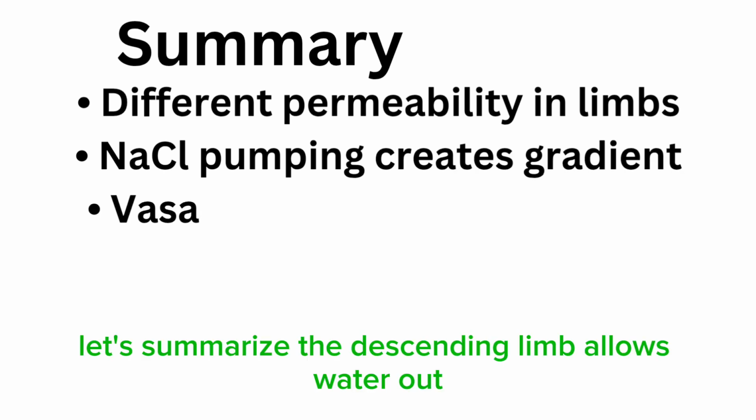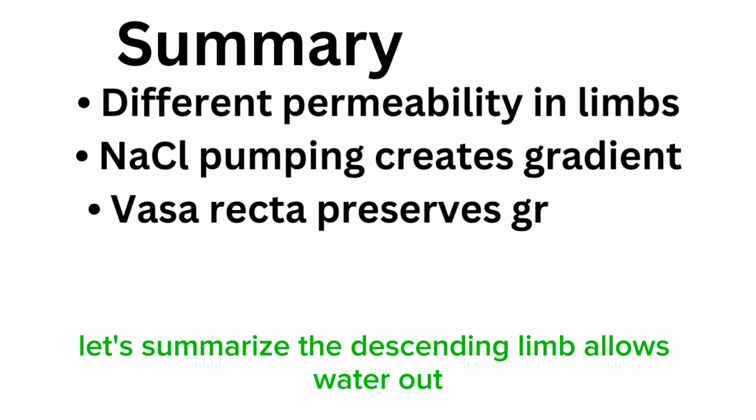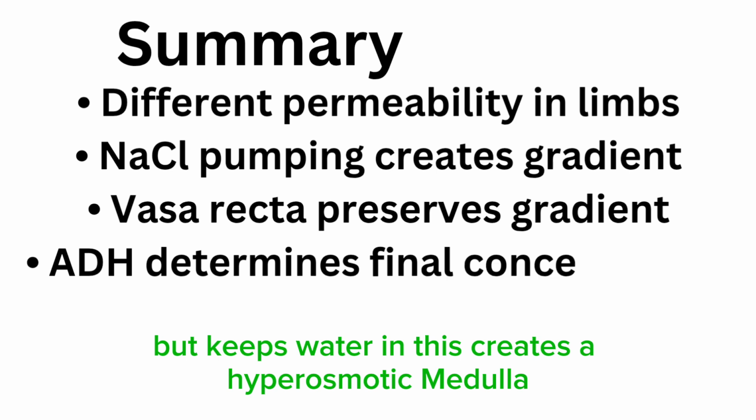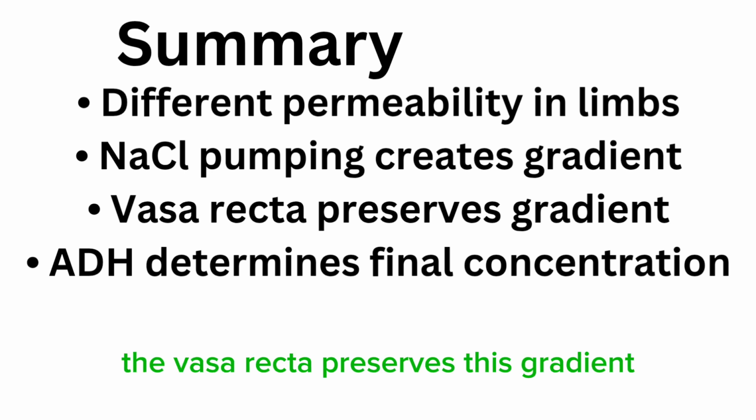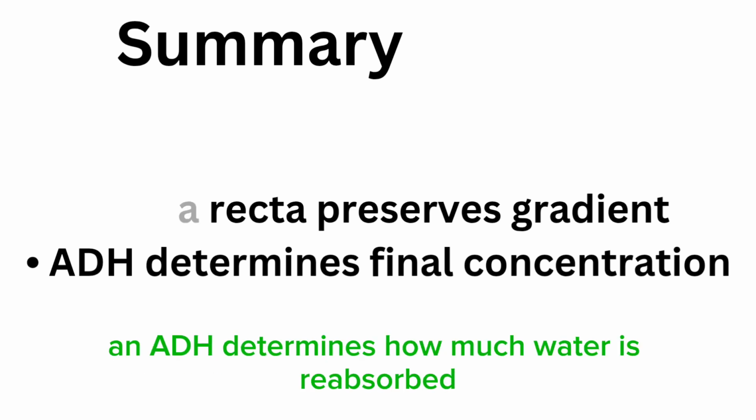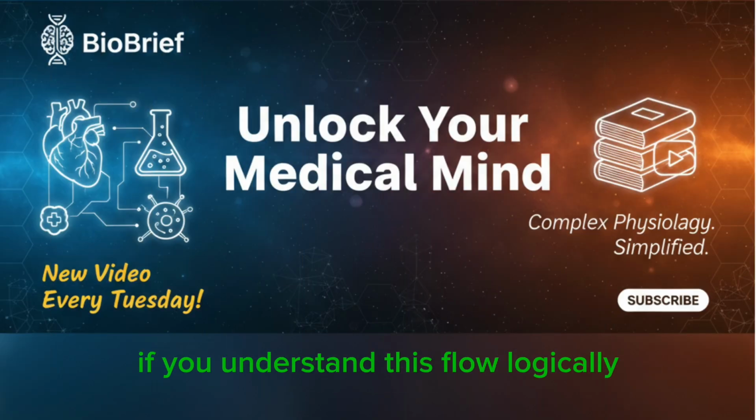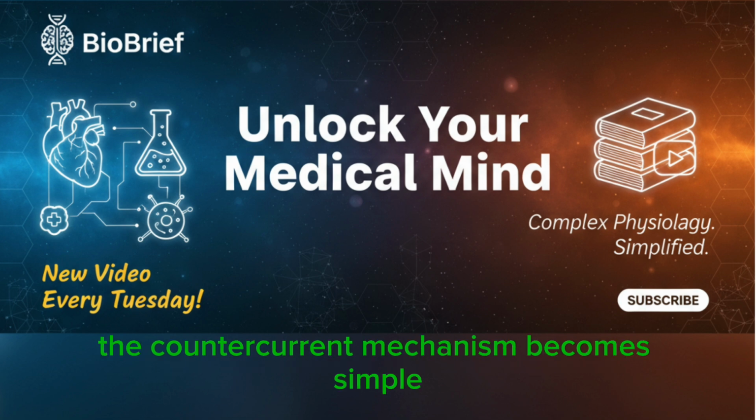Let's summarize. The descending limb allows water out. The ascending limb pumps sodium out but keeps water in. This creates a hyperosmotic medulla. The Vasa Recta preserves this gradient, and ADH determines how much water is reabsorbed. If you understand this flow logically, the countercurrent mechanism becomes simple.